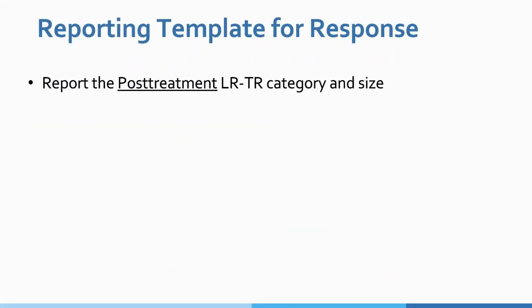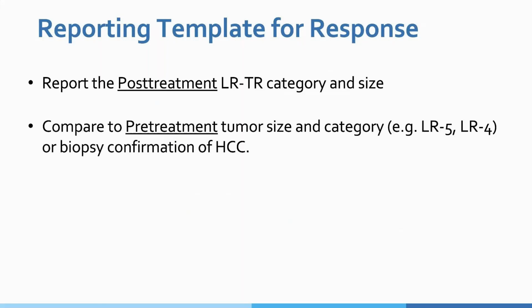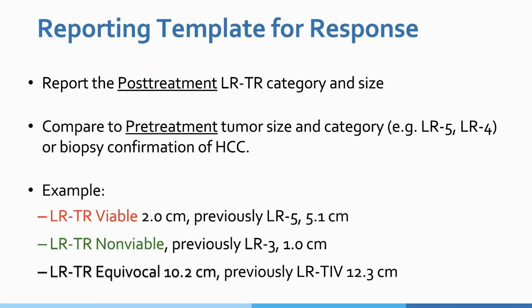So how do you report this? How do you put this together and use it in clinical practice? We recommend reporting the post-treatment LI-RADS category and size, and then comparing it to the pre-treatment category and size, or if there's a biopsy confirmation of HCC, just calling it HCC. So in a single line, you can actually communicate quite a bit.